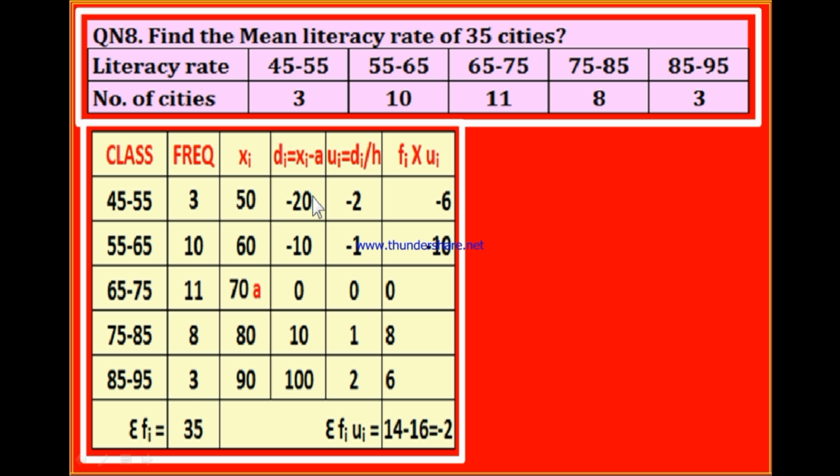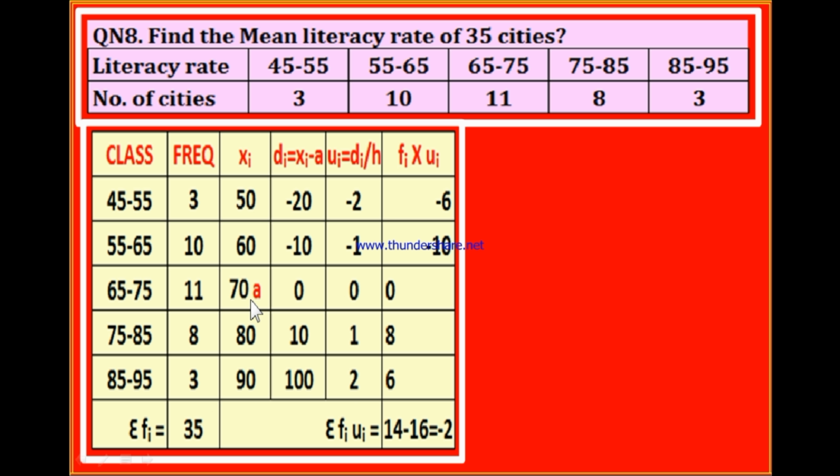Now let us multiply these two values. 3 into minus 2 is minus 6. 10 into minus 1 is minus 10. 11 into 0 is 0. 8 into 1 is 8. 3 into 2, 3 2s are 6. If you observe this, I wrote all positive values in a row and negative values in a separate row in order to add them. Sigma fi ui is equal to 8 plus 6, 14. Minus 6 minus 10, minus 16. What is 14 minus 16? This is minus 2.